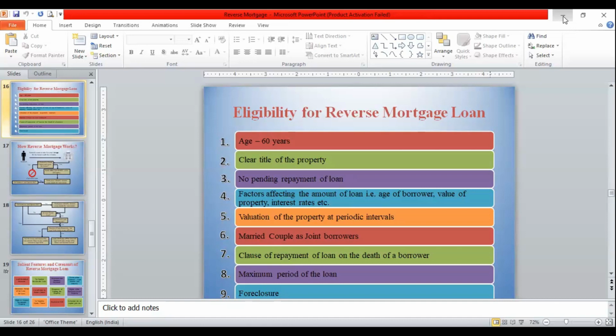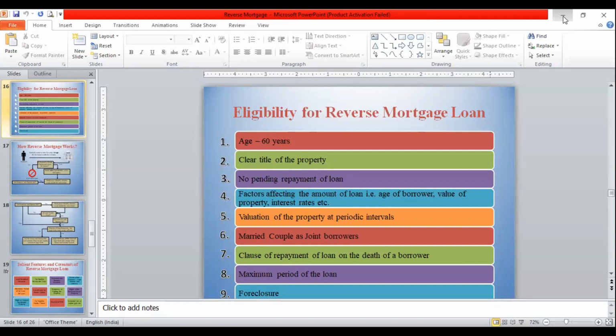Is there any difference between reverse mortgage and home equity loan? In the US, they call it home equity loan, and in India we are calling it a reverse mortgage, but they are one and the same. Globally, we use the term reverse mortgage. In the US, they have given it the name home equity loan.